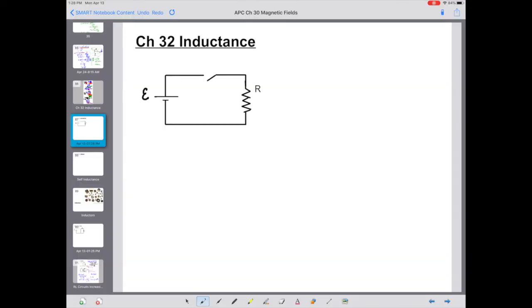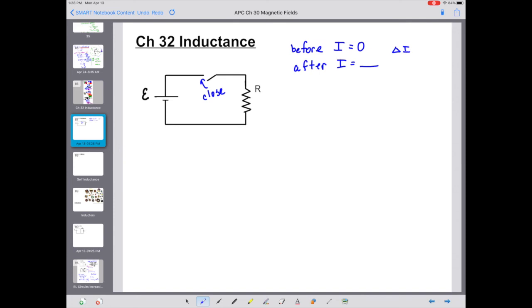Chapter 32, Inductance. Here we have a simple circuit, just a battery and a resistor and a switch. So when we take this switch and we close it, think about what happens. Before it's closed, there's no current because there's no path. After it's closed, there is current. There is a value for the current.